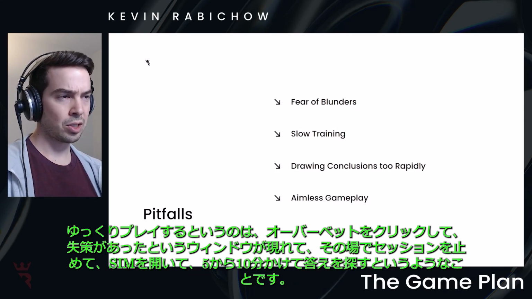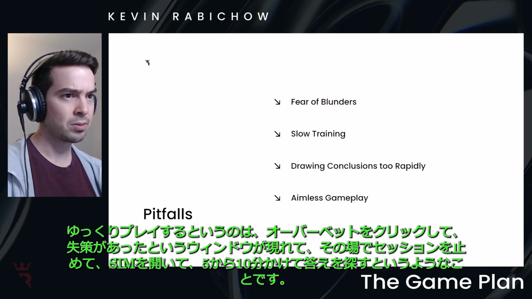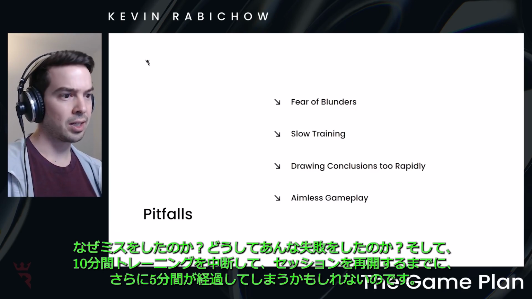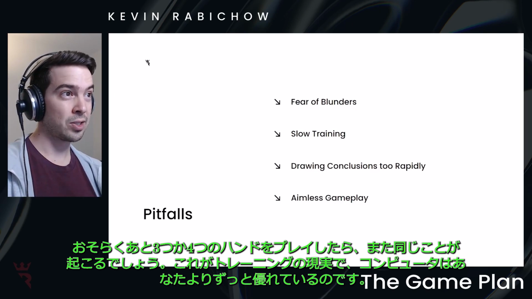So playing slowly, and how I mean is like clicking the overbet, having the window pop up that says you've made a blunder, and then just stopping your session right there, opening up the sim and spending 5-10 minutes browsing through, looking for the answer. Why did I make that mistake? How did that mistake happen? And this really cuts into the, like, now you've stopped training for 10 minutes. Maybe another 5 minutes will go by before you get back in and restart your session. And you're probably going to play 3 or 4 more hands until that happens again.